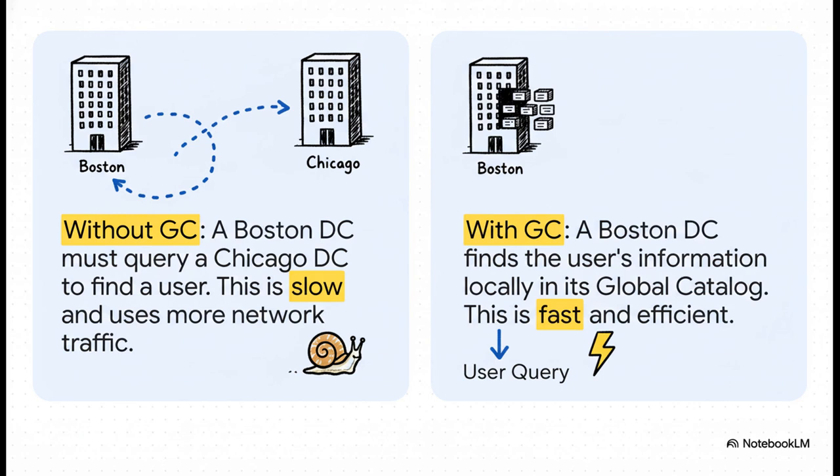Imagine this. Without a global catalog, if a user in your Boston office needs to find a user in the Chicago office, their local server has to send a query all the way across the network to a Chicago server. It works, but it's slow. Now, with a global catalog, the Boston server just looks at its local copy, its local phone book, and finds the basic info for the Chicago user almost instantly. This is huge for fast logons and quick searches.